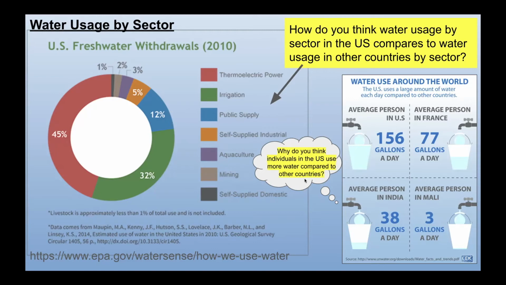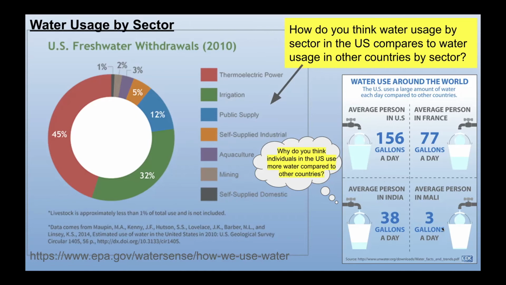So why do you think individuals in the US seem to use more water compared to other countries? The average person in the US, and this one is going based on direct usage, not virtual usage, is about 156 gallons a day. Compare it to someone in France who's only about 77 gallons a day, or over here in Mali, where the person is only using on average 3 gallons a day.